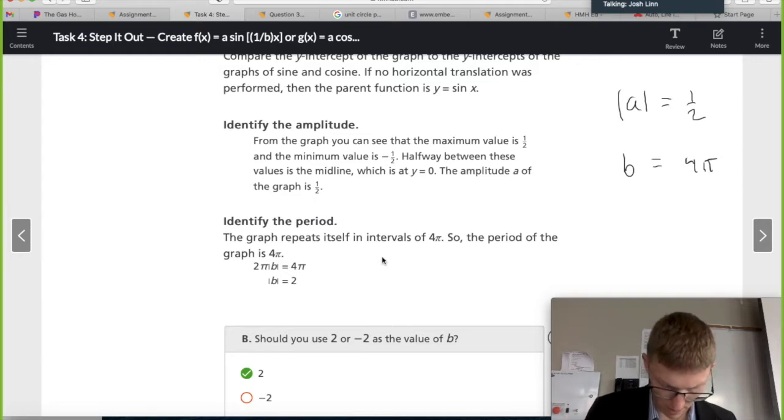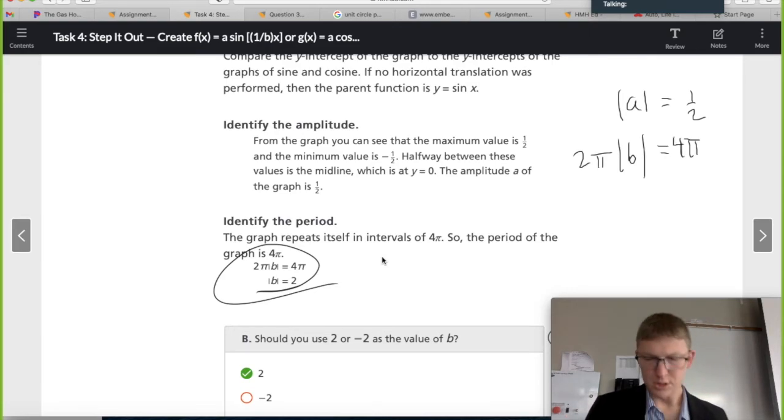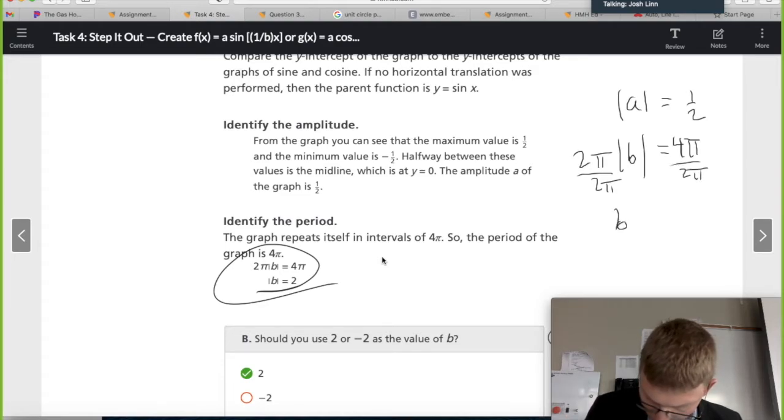So our normal period is 2 pi, and then we're multiplying it by the absolute value of b, and that's going to equal 4 pi. Then we're just going to do some algebra, right? Divide both sides by 2 pi. Oh, look, the pi's cancel out. So our b is 2.